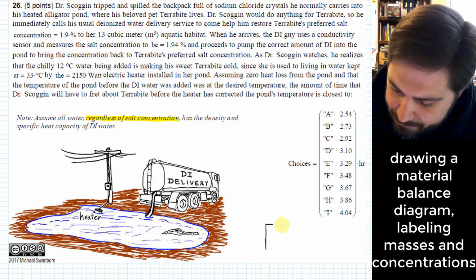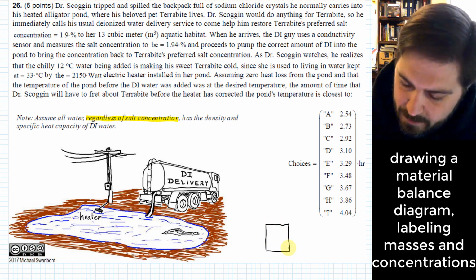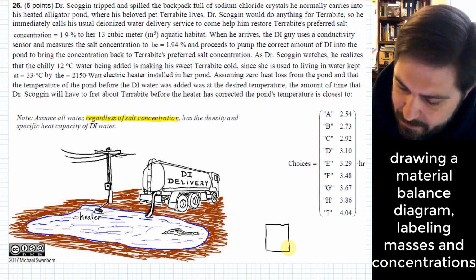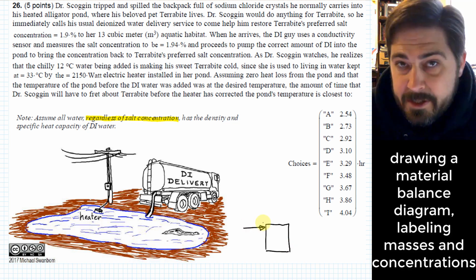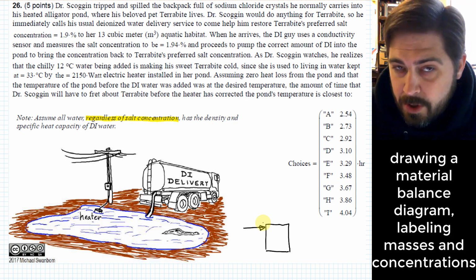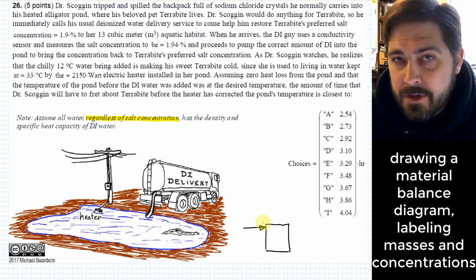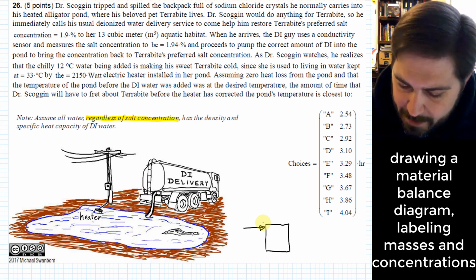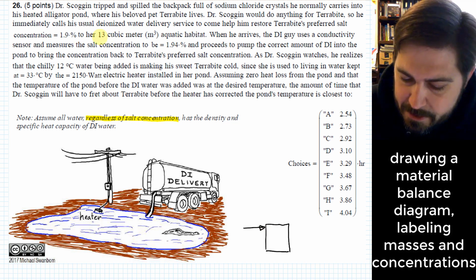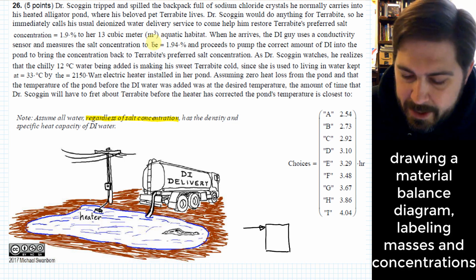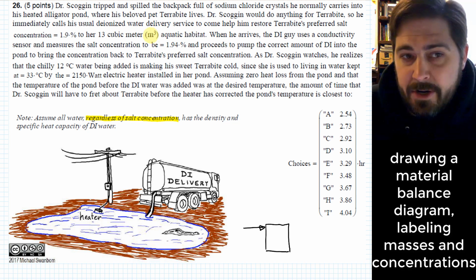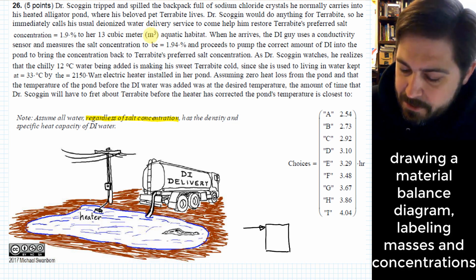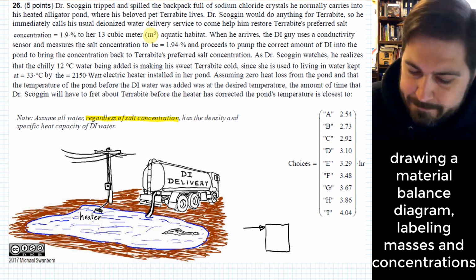I'll just do that right here, where we have one type of information coming in here. This is basically the amount of water that's already in the pond before it gets started. And you might notice here that it was given as a 13 cubic meter aquatic habitat. What I'm going to do is convert that volume into a mass so that we can compare it against the masses of other flows that come in and out.